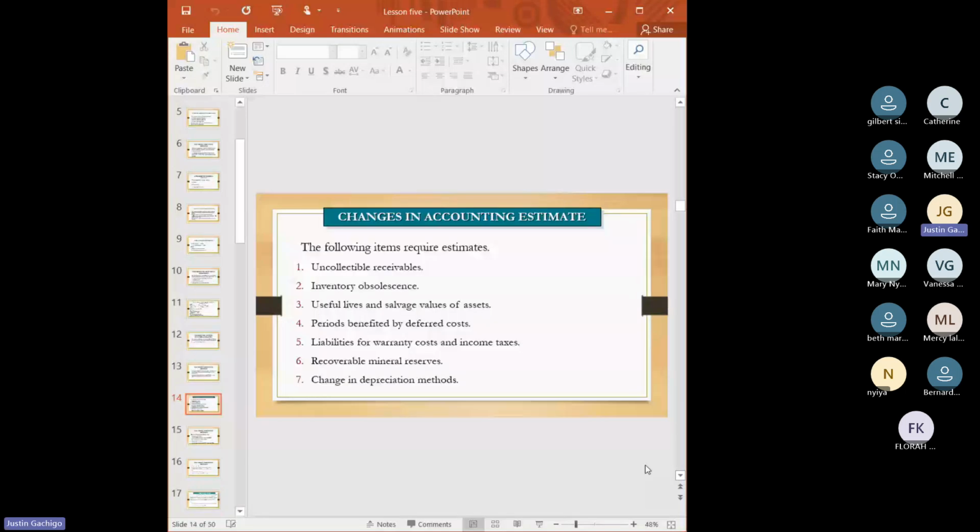But even before we see how we can treat this, we can just give an example of items which require estimates. One, we have uncollectible receivables. These are the bad debts. The other one is inventory obsolescence. These are inventory that have either been passed by time due to technology or for some other reasons they are no longer required in the market.